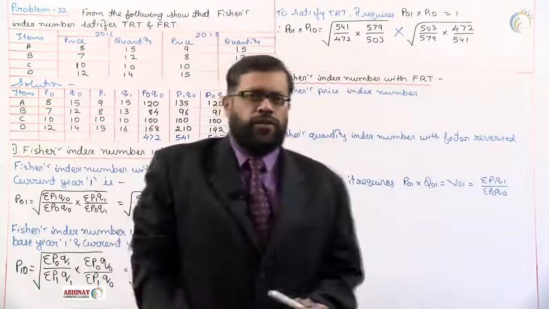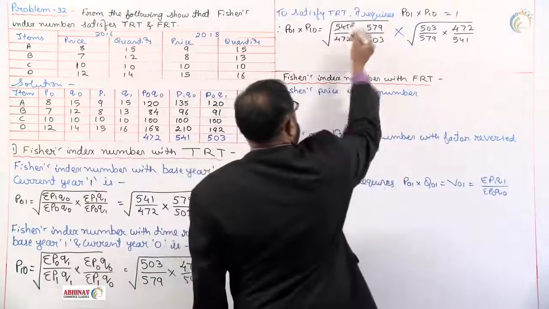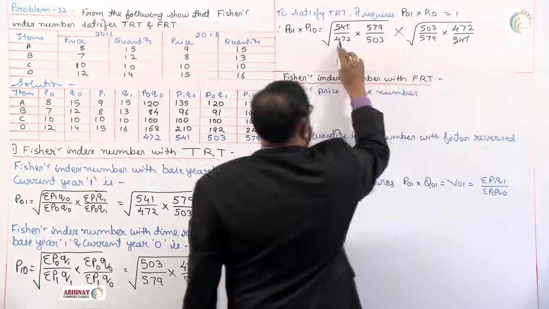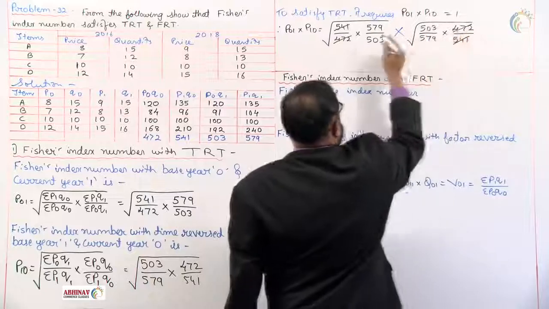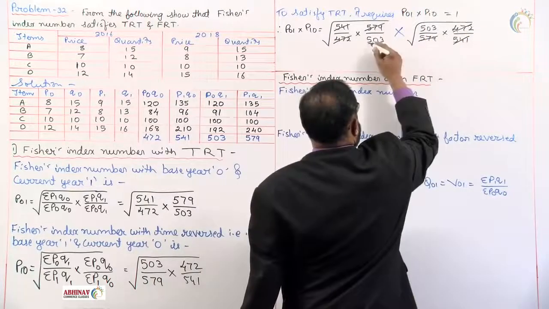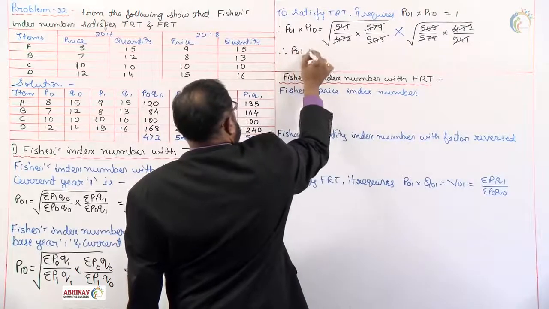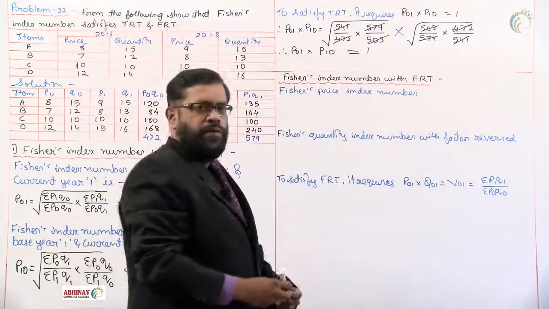Let's see how to solve it. Check out first: can we cancel anything? 541 can be cancelled if it is on the denominator. Yes. 472 is on the denominator, so cancel it with the numerator. Yes. 579 can be cancelled. 503 can be cancelled. So when you multiply P01 into P10, the answer we get is equal to 1.